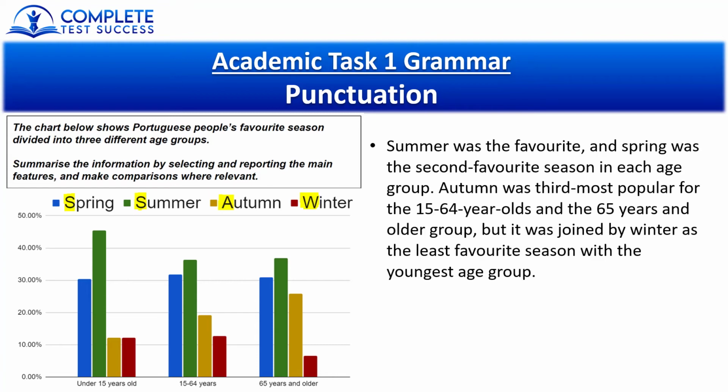Here's an example. Summer was the favourite and spring was the second favourite season in each age group. Autumn was the third most popular for the 15 to 64-year-olds and the 65 years and older group, but it was joined by winter as the least favourite season with the youngest age group. Of course, summer and autumn have been capitalised here because they are the first word in a sentence, but for spring and winter, they just start with lowercase letters as normal.